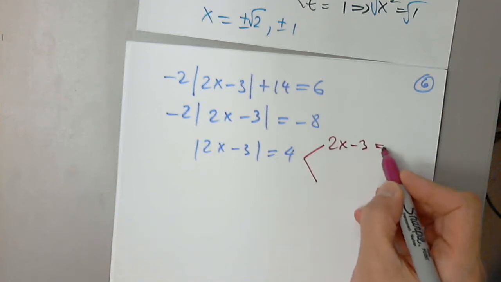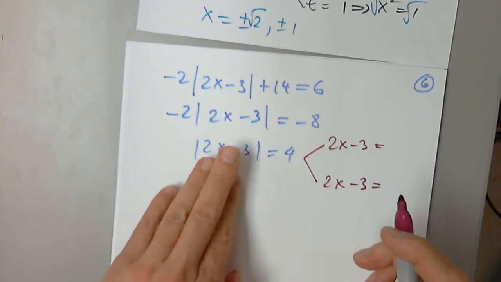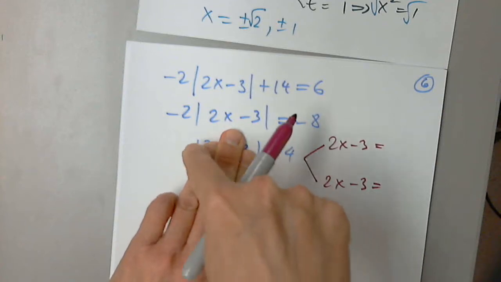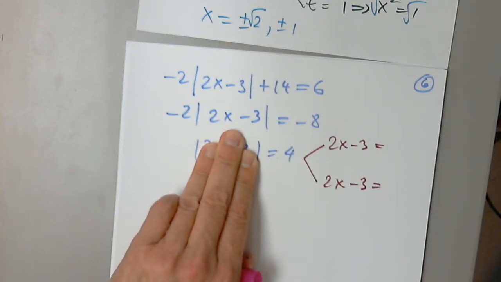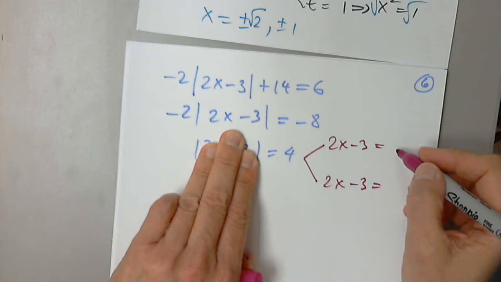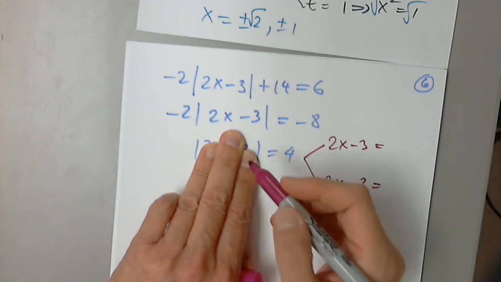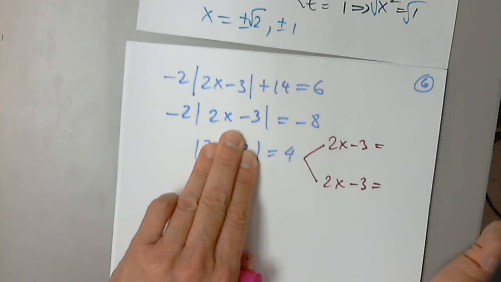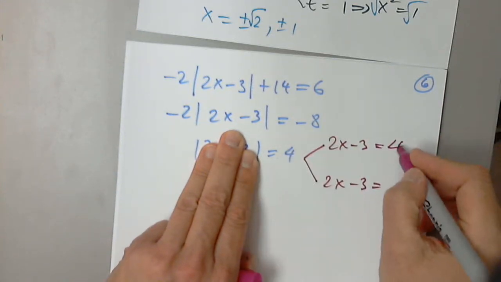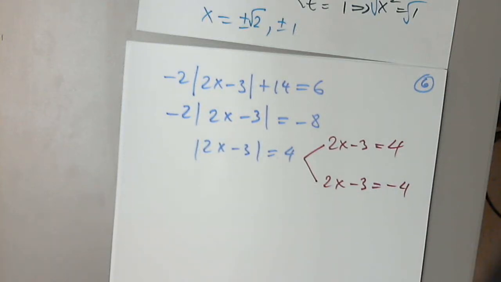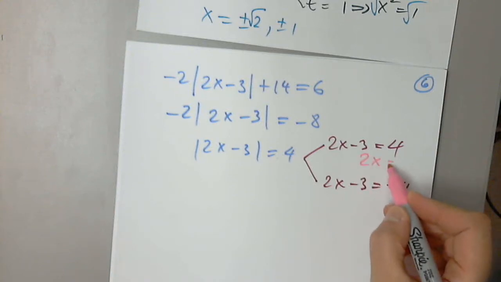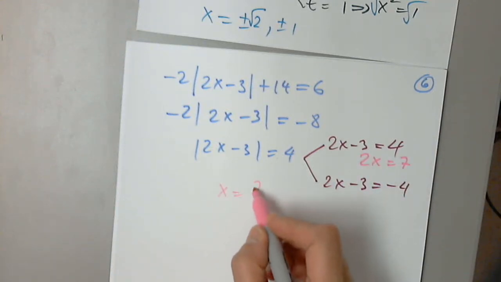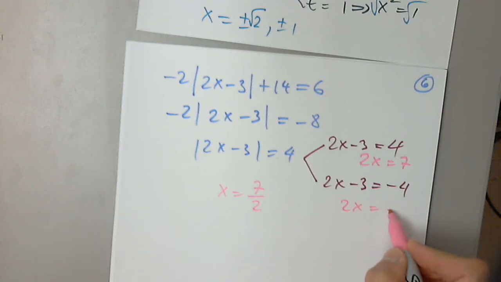Either 2x minus 3 to be 4 or 2x minus 3 to be negative 4. What can I have in here so that the absolute value is 4? 7? No. I'm just being silly. 3? No. Plus minus 4. Exactly. There's no other option but 4 or negative 4. And then this becomes 2x equals 7 and x equals 7 halves, or 2x equals negative 1 and x equals negative 1 half.